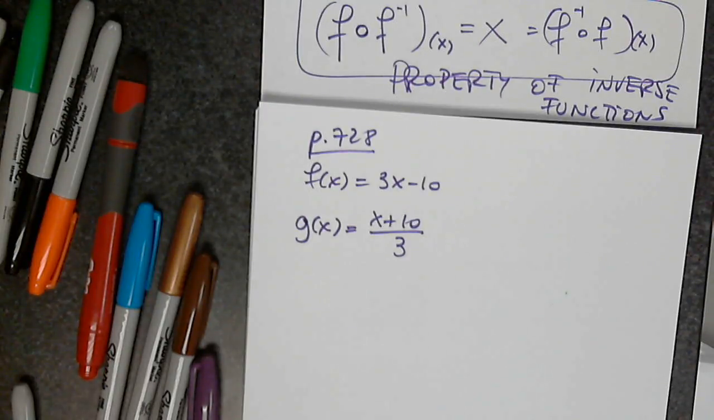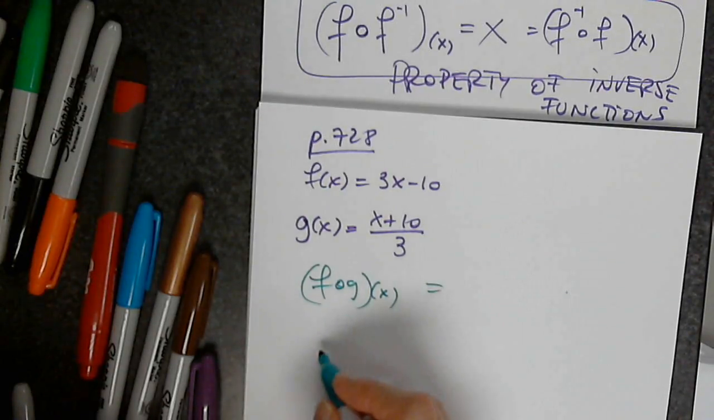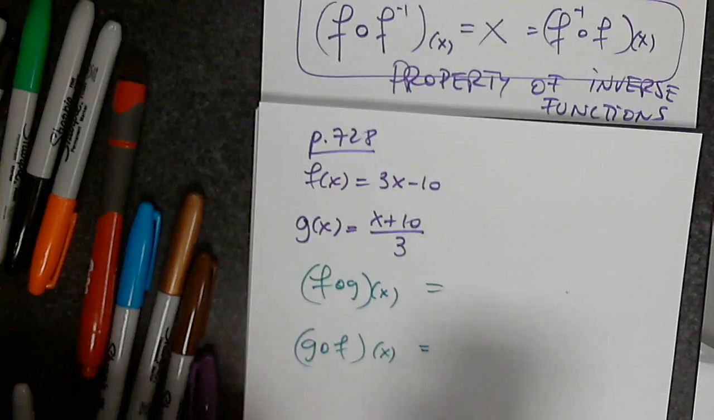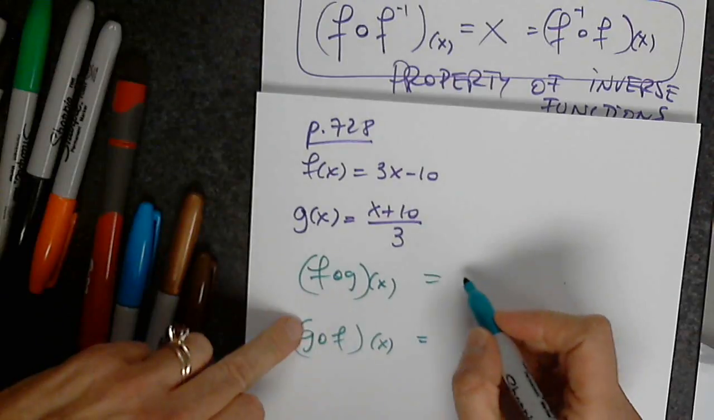I have no idea. But I know that I have to calculate f of g of x, and I have to calculate g of f of x. And if both turn out to be exactly x, then they must be inverses of each other. Otherwise, it will not happen. If they are not inverses of each other, I will never get plain x. I will get x squared, I will get (x plus 5) over 2, I will get x cubed, but not plain x.